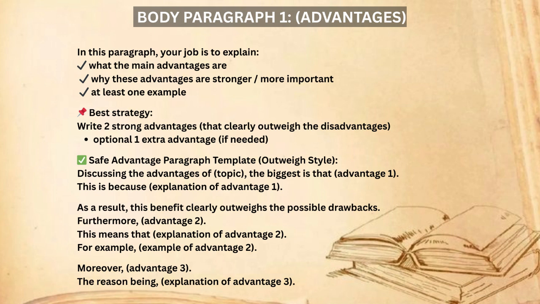Use the safe template. Discussing the advantages of the topic, the biggest is advantage 1. This is because of the explanation of advantage 1. As a result, this benefit clearly outweighs the possible drawbacks. Furthermore, advantage 2. This means that explanation of advantage 2, for example, an example of advantage 2. Moreover, advantage 3, the reason being explanation of advantage 3.